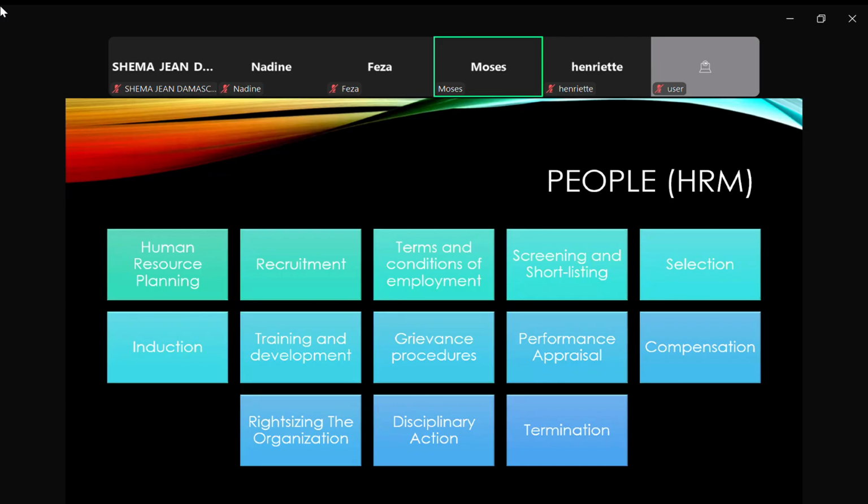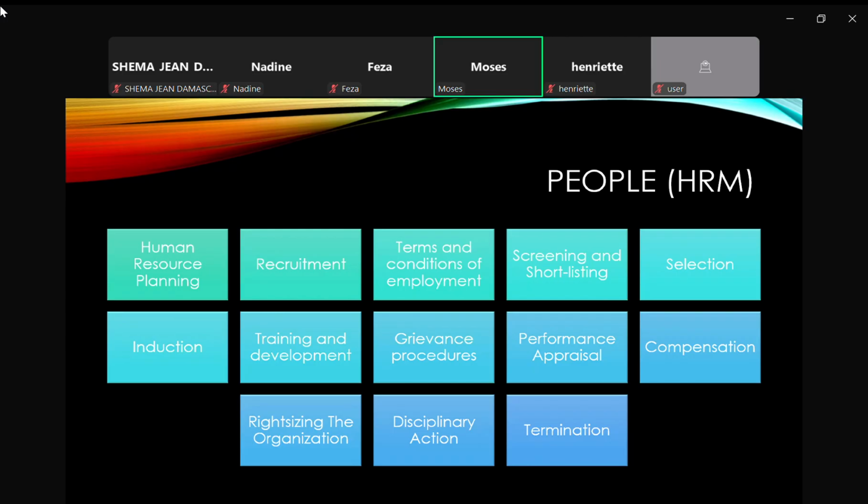Induction is introducing the new employee to the job and making their transition to work as smooth as possible. Training and development. And then you have grievance procedures, which is, if people are unhappy about something, where do they report and what are the procedures of handling those differences in understanding and being unhappy.